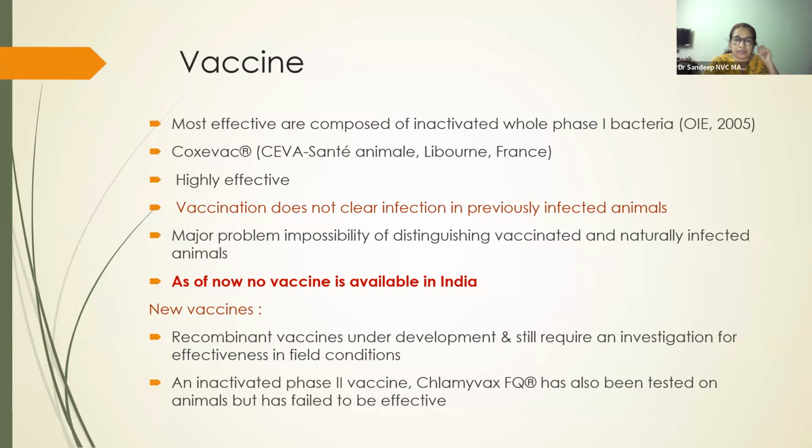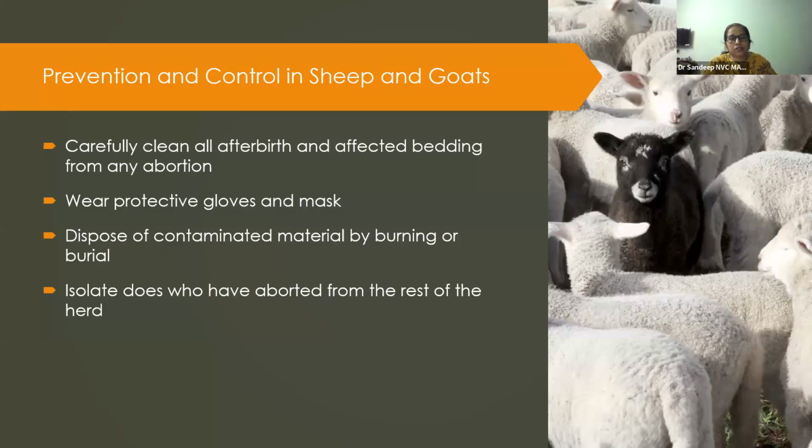As of now, no vaccine is available in our country. Coming to new vaccines, a recombinant vaccine is under development and still requires investigation for effectiveness in field conditions. An inactivated phase 2 vaccine has also been tested on animals but has failed to give the specific effect. Now, prevention and control in sheep and goats, where it is most common.